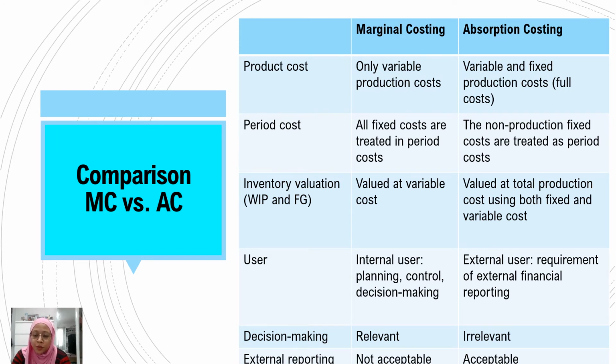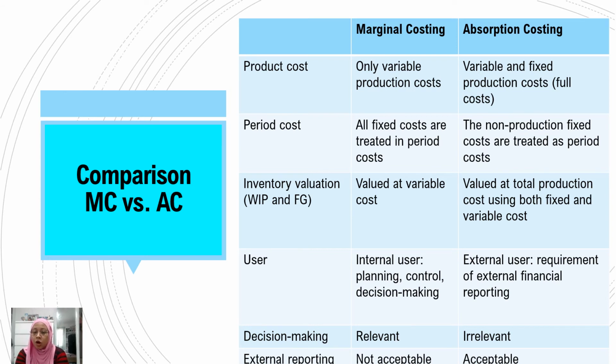FPOH, fixed production overhead. Second difference is all fixed costs are treated as period costs under marginal costing, but under absorption costing, only non-production fixed costs are treated as period costs. Okay, period costs. Right, third one. Marginal costing values its inventory at variable cost, but absorption costing values its inventory at both variable and fixed costs.